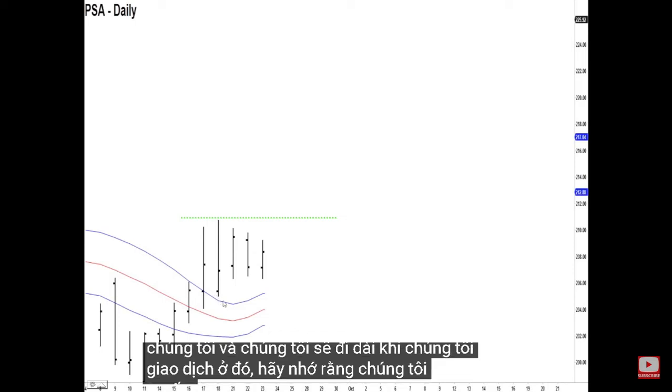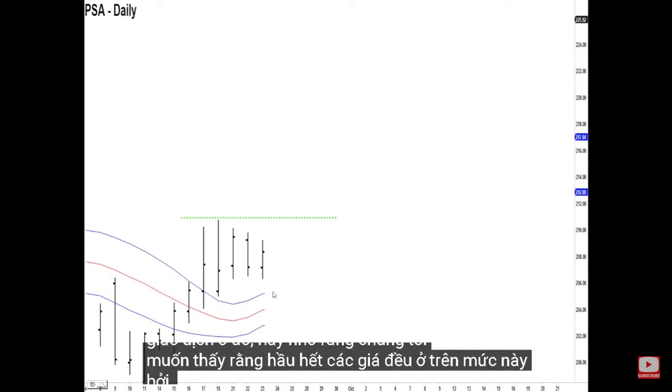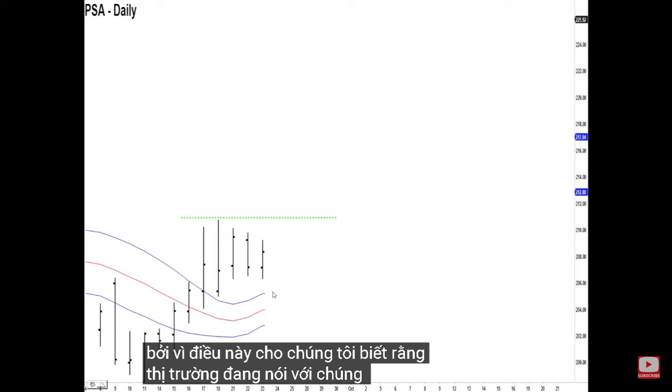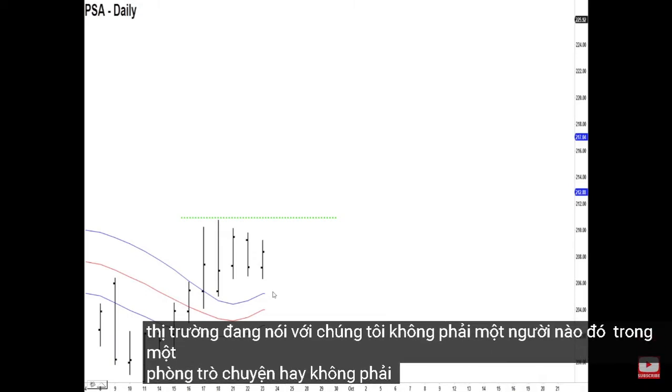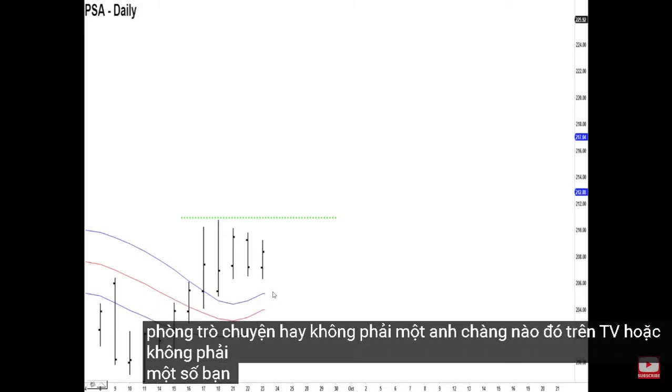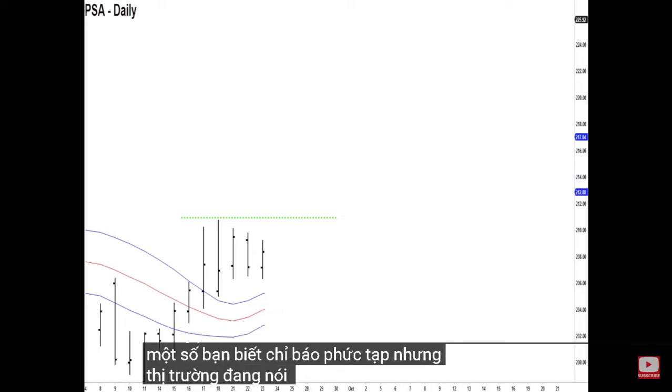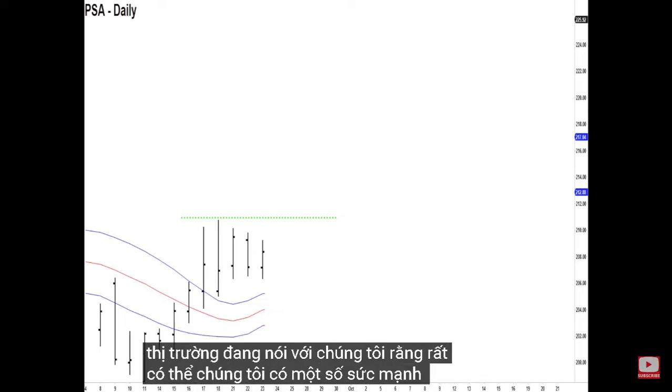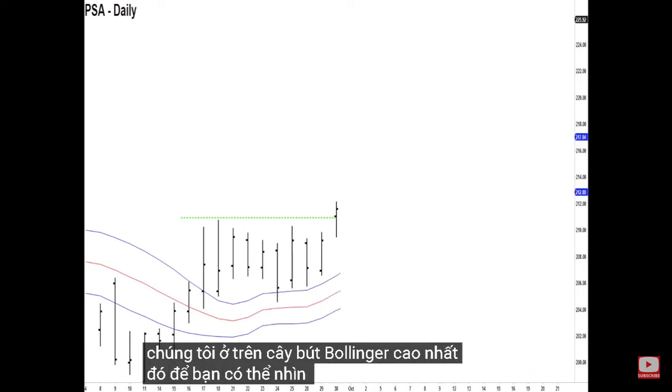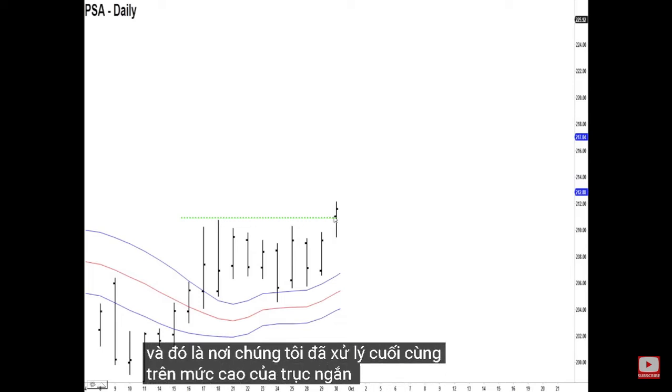Remember, we want to see that most prices stay above this, because the market is telling us, not some guy in a chat room or some guy on TV or some convoluted indicator, that most likely we have some strength because we're above that highest Bollinger Band. As you can see, we stayed pretty much above it, and that's where we finally traded above the short-term pivot high.